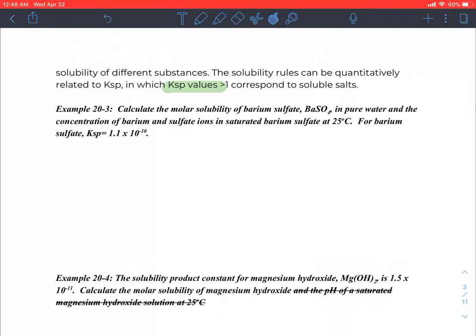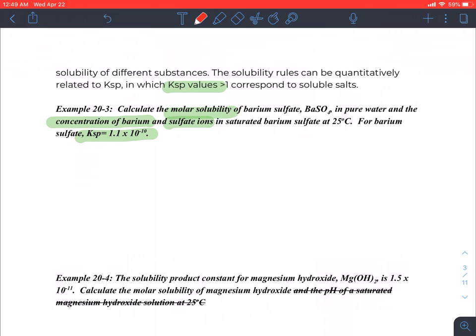Okay, so let's do example 20-3. It says calculate the molar solubility of barium sulfate in pure water and the concentration of barium and sulfate ions in saturated barium sulfate. Here it is given that for barium sulfate the KSP is 1.1 times 10 to the negative 10. In the previous problems we were given some starting value, at least in terms of grams, that we could convert to molar solubility. Here all we're given is our KSP.